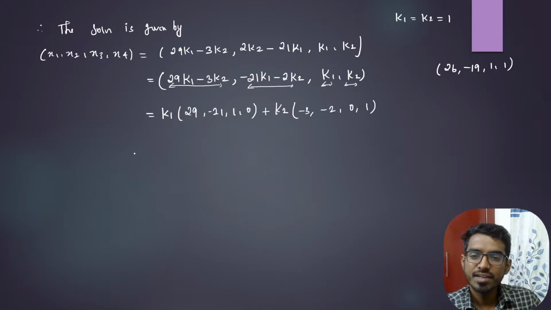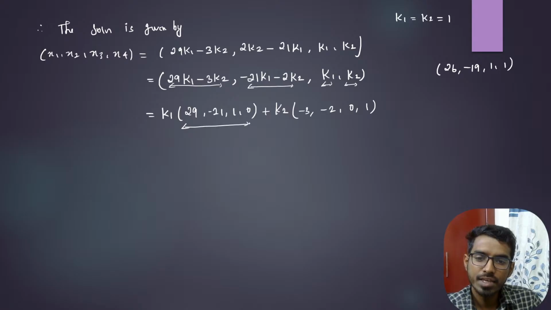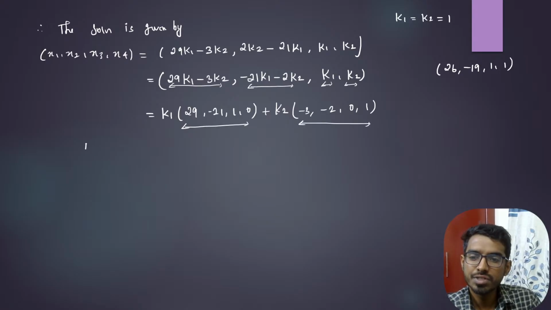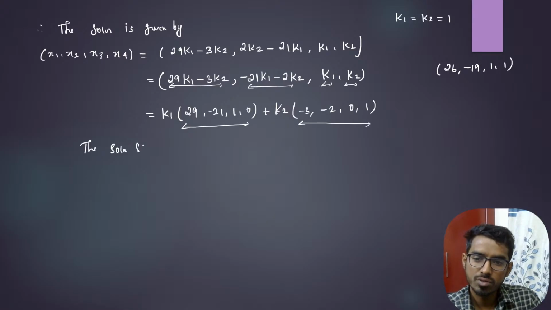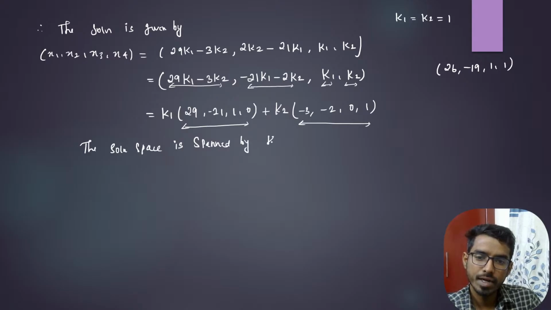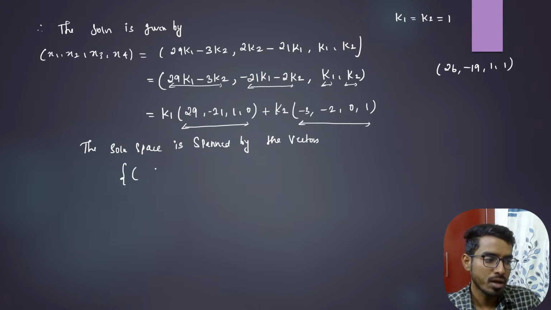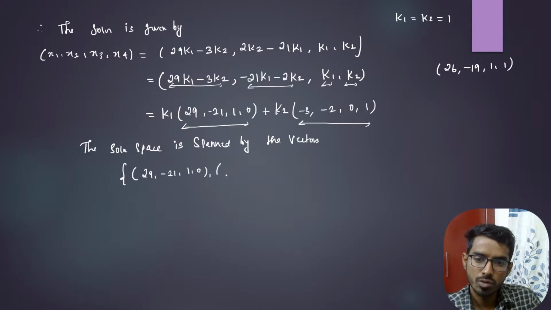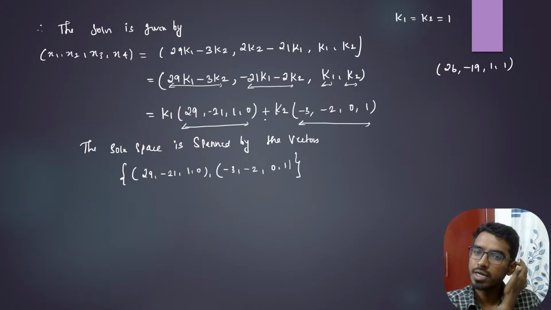Now we can see the solution space is spanned by these two vectors, right? The solution space is spanned by these two vectors, which are (29, -21, 1, 0) and (-3, -2, 0, 1). So the solution space is spanned by these two vectors.